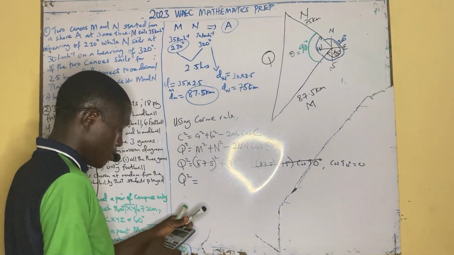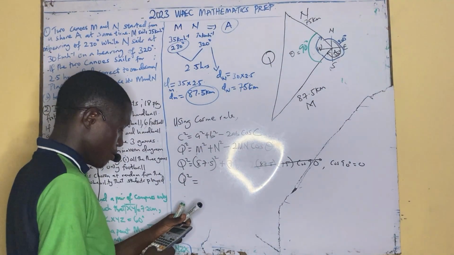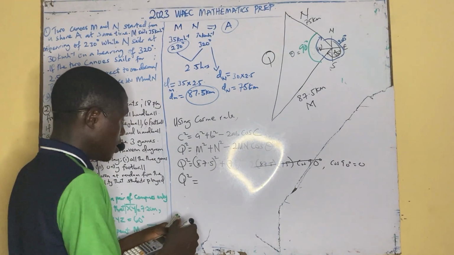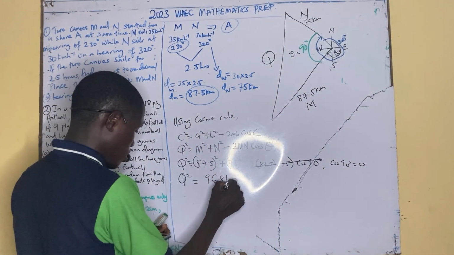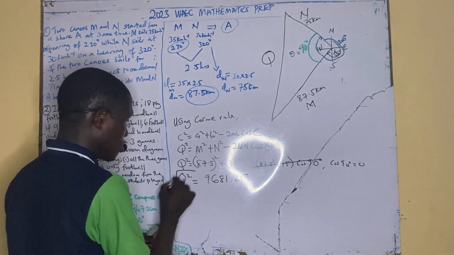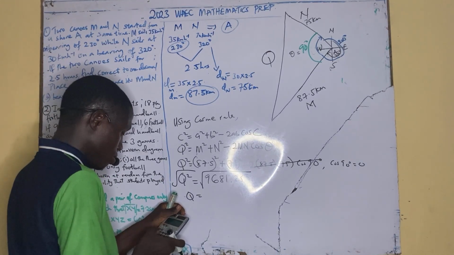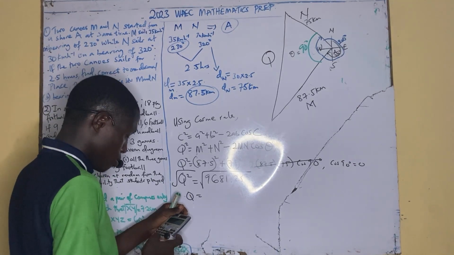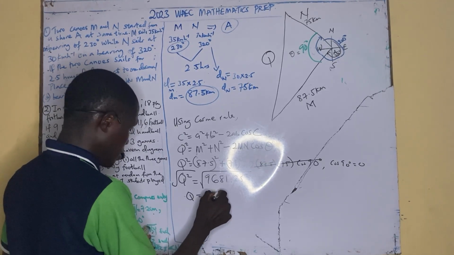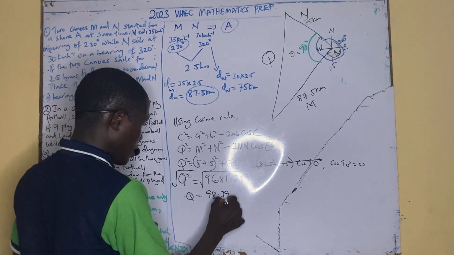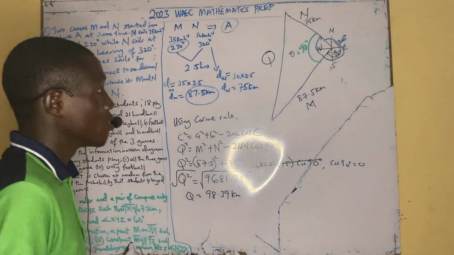8.75 squared plus 75 squared. So everything gives you 9,681.25. So take the square root of both sides. Q is equal to 98.39 kilometers. Now that's the answer. I hope you've gotten that.